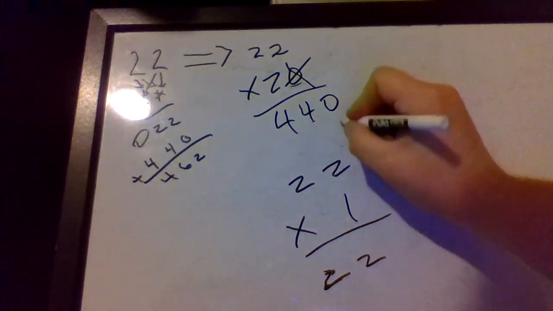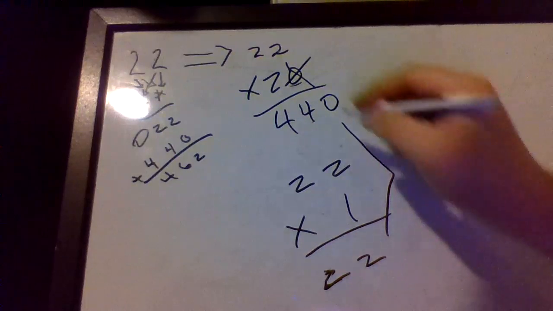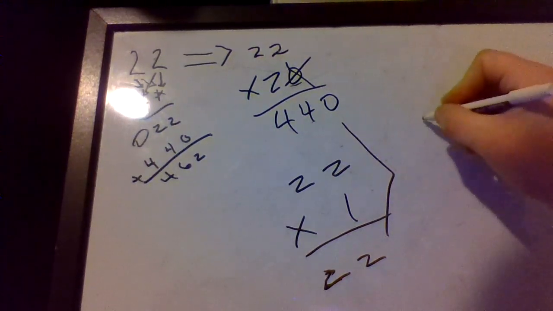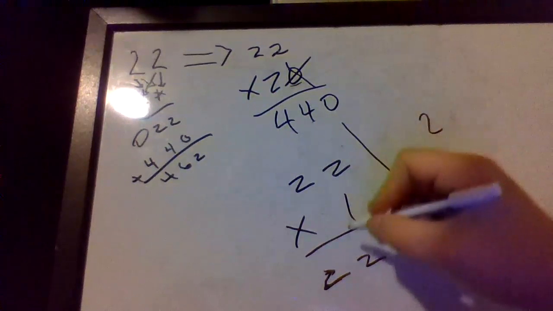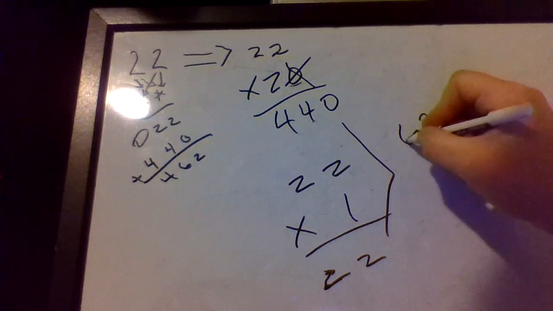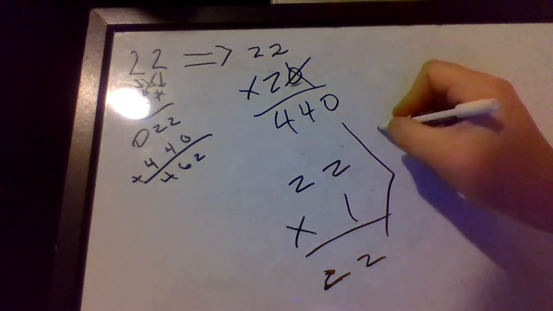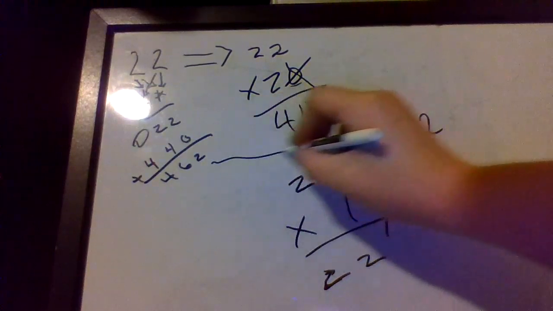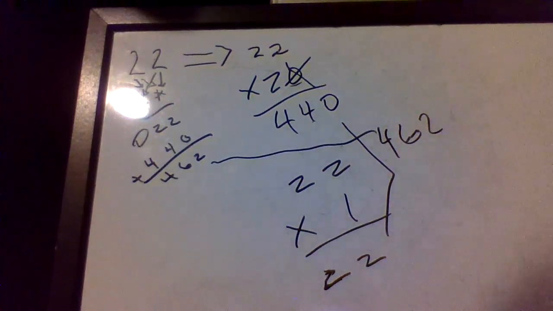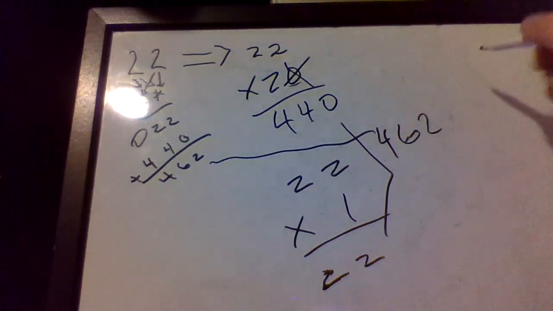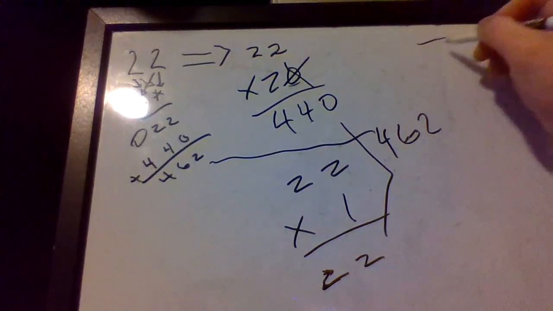And then when you add these two numbers, 440 plus 22, 0 plus 2 is 2, 4 plus 2 is 6, and then we just have a 4 left over on the end. So as you can see, we got the same thing two different ways. So this is the standard algorithm, and this is partial products. Now we're going to do yet another way.